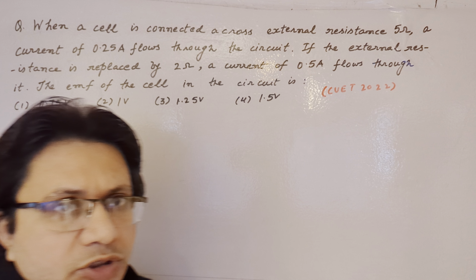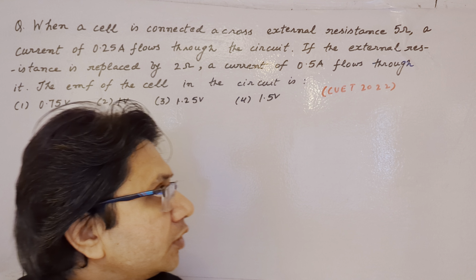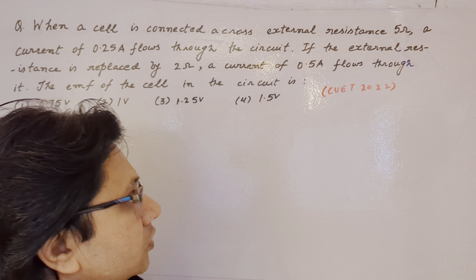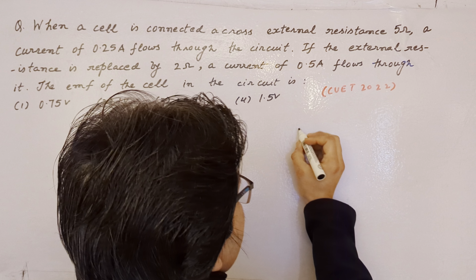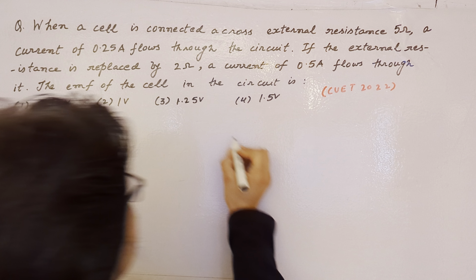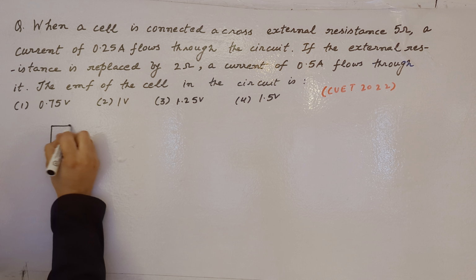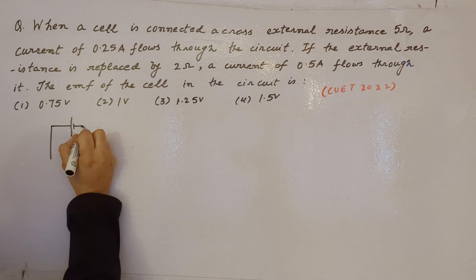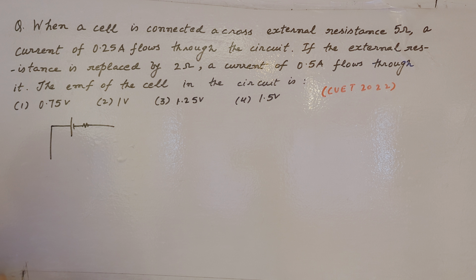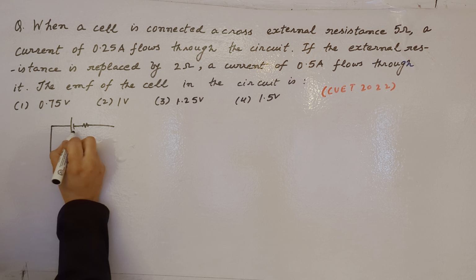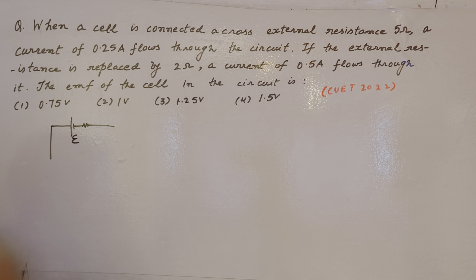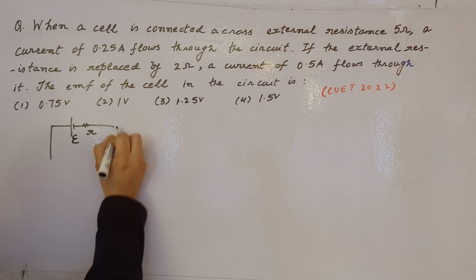So the problem is based on the topic current electricity and in particular the use of some basic circuit rules. According to the problem, there is a cell. Definitely, when there is a practical cell, it has an internal resistance. Now the cell EMF is unknown, and the internal resistance is unknown.